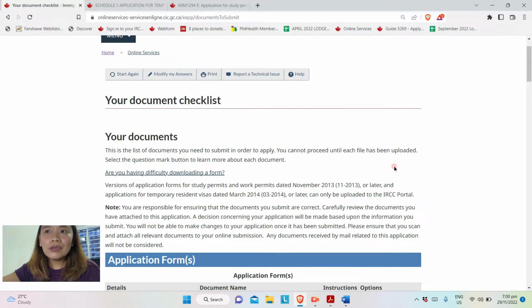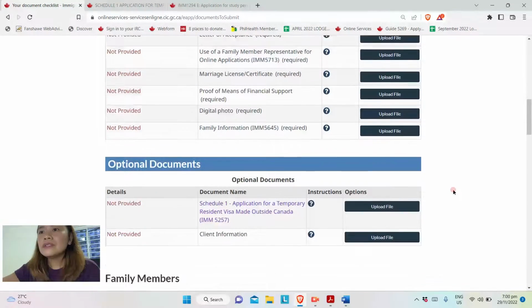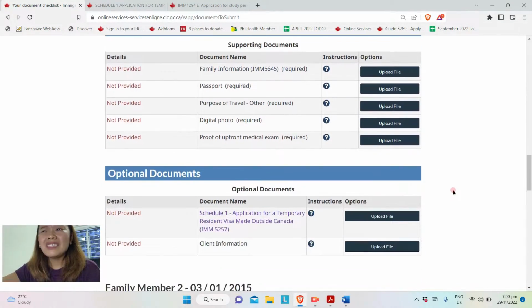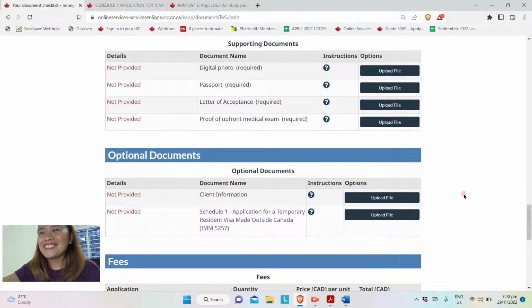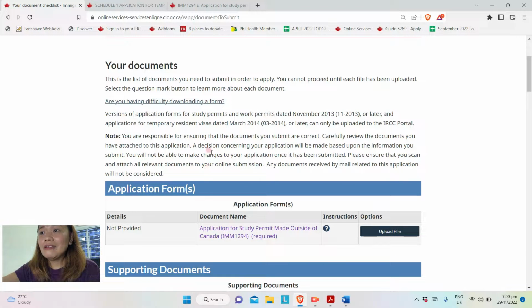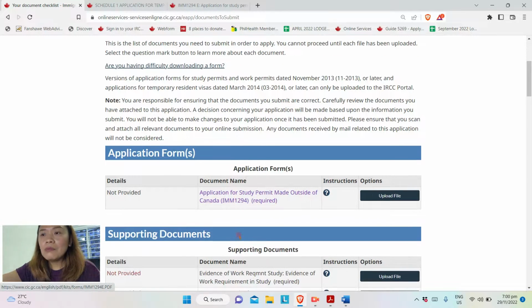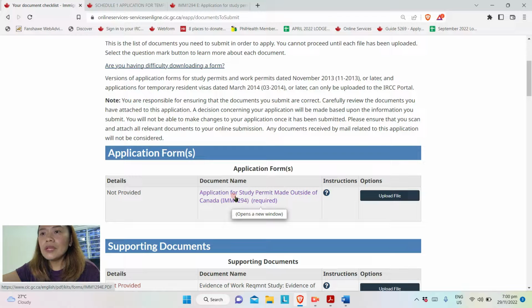Alright guys, so this is the document checklist again from your GCK account, and you will see all the documents that you need to submit. That's not a lot actually, but if you look at it, it looks overwhelming. Anyways, let's begin with the application for study permit made outside of Canada, or in short, the IMM 1294. Take note that this is the same form that your child, the SP minor, will also answer. It's exactly the same.